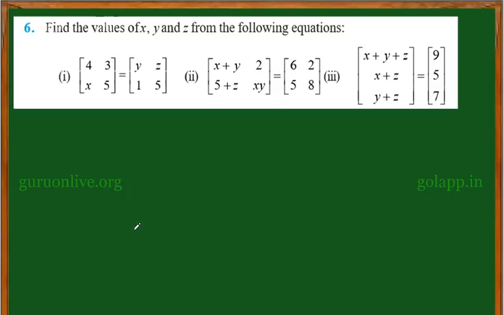We need to find x, y, z from all the three equations. That is, we need to find the x, y and z values. Let us consider the first equation, that is [4, 3; x, 5] which is equal to [y, z; 1, 5].